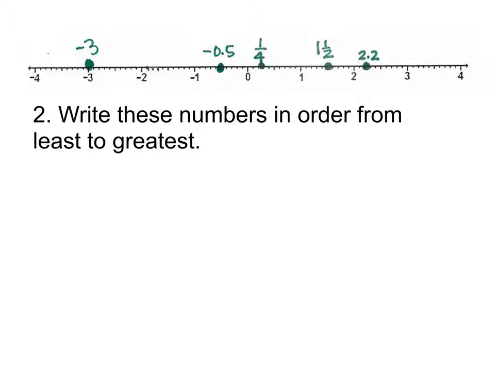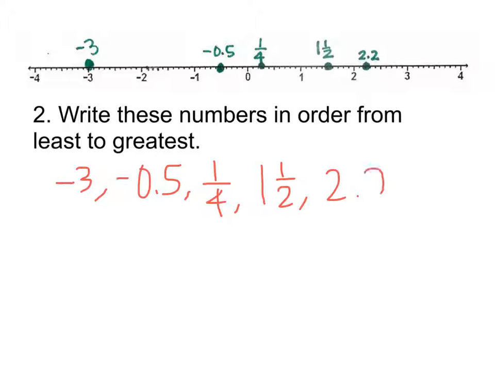So this is our answer from number 1, and then we're going to use it to help us with number 2. Write these numbers in order from least to greatest. So I'm just going to start at the most negative end, and I'm going to list those numbers. So -3, -0.5, 1/4, 1 1/2, and 2.2. Now we want to be able to reorder positive and negative fractions and decimals without using a number line, but we can take those same tips and tricks that we just used to apply them to these types of problems.